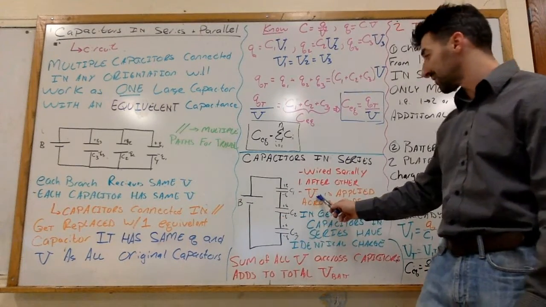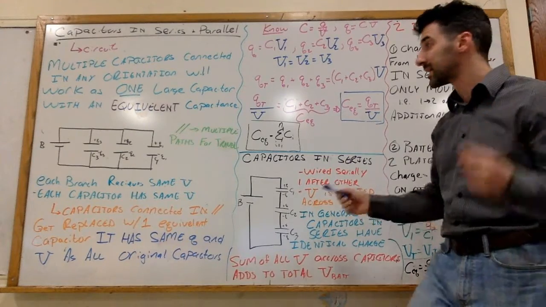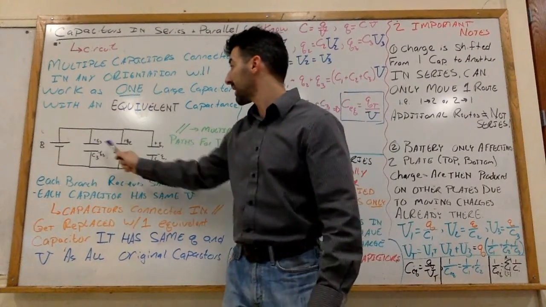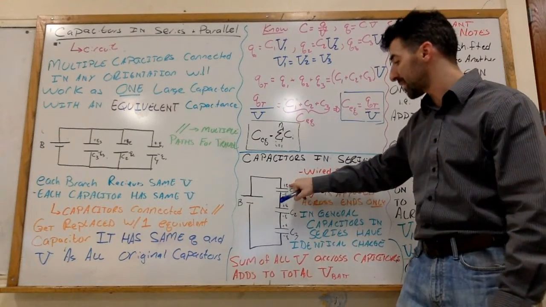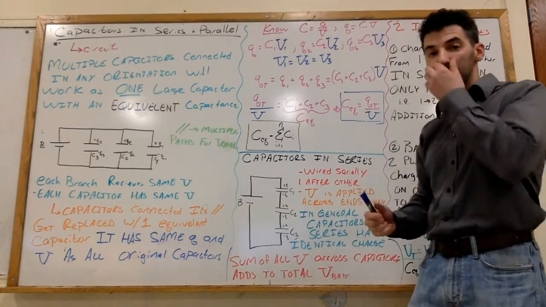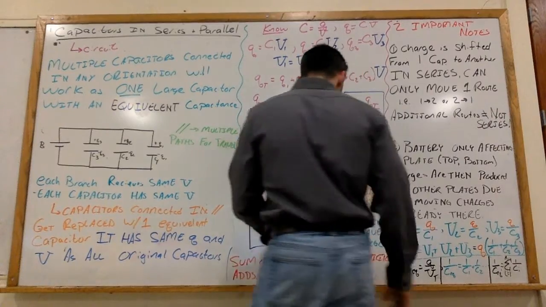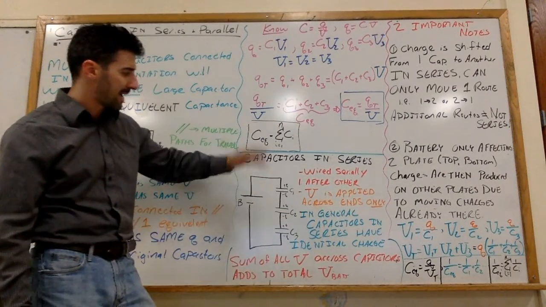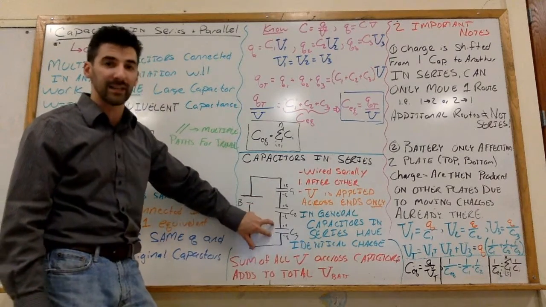Now my potential difference that comes from my battery is really only connected to two places. Here in parallel, I'm connected to multiple places. Here I'm connected to two places: capacitor 1, the top plate, and capacitor 3, the bottom plate. So I'm only connected to two places, which means for all that other rearranging of charge, something else is happening. In general, we say that capacitors in series have the identical charge on each.